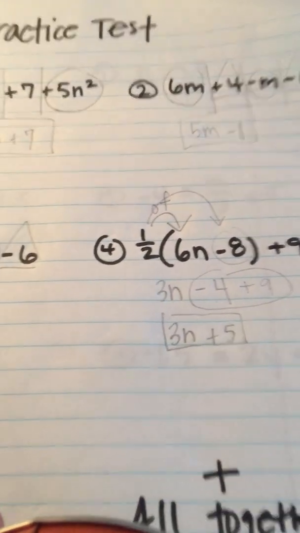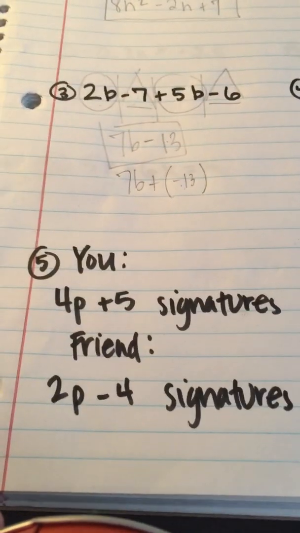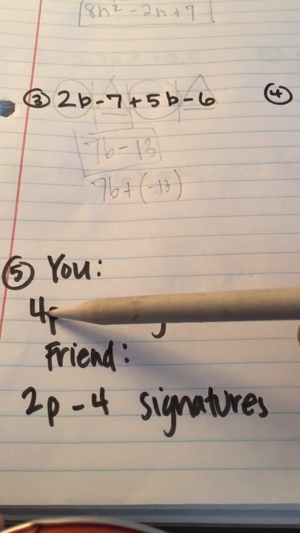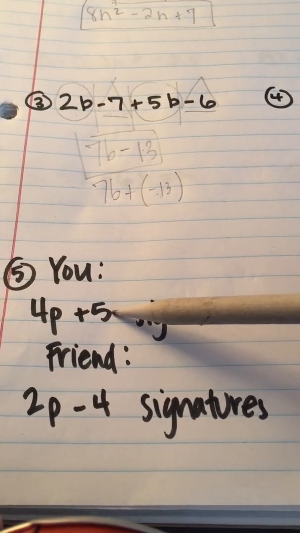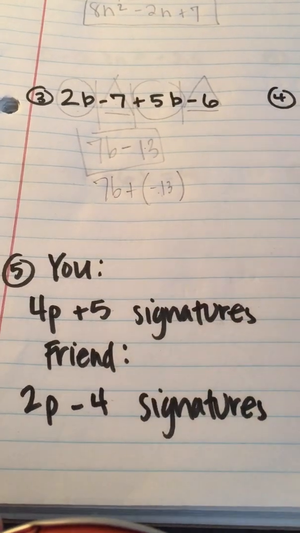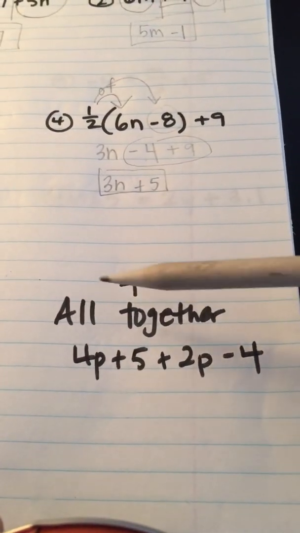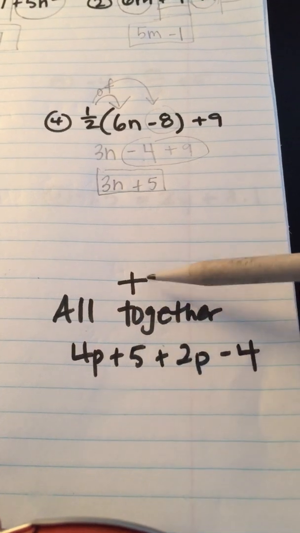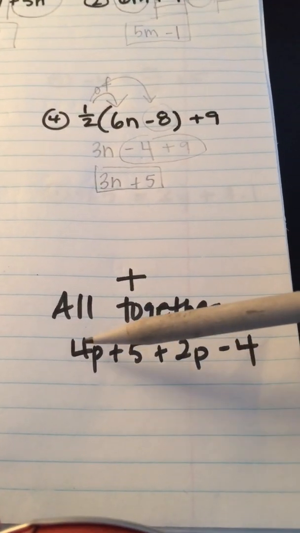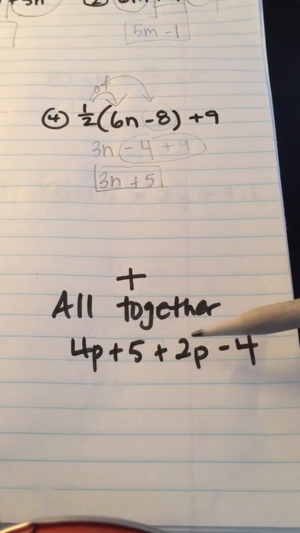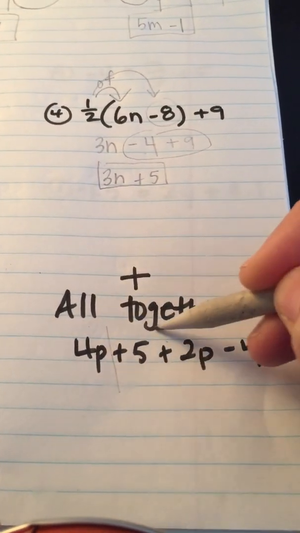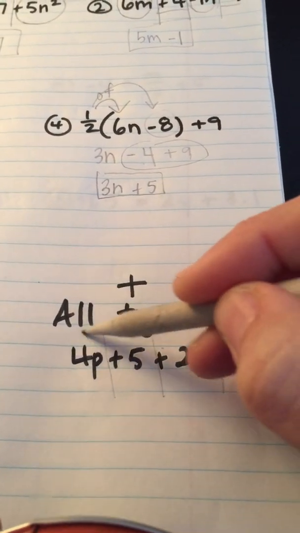All right. So question 5 was a big word problem. I didn't copy the entire thing down, but it talked about collecting celebrity signatures. You collected 4p plus 5 celebrity signatures, and your friend collected 2p minus 4 celebrity signatures. And it wanted to know how many signatures you collected all together. And we know that that is an addition problem. So I have yours and your friends, 4p plus 5 plus 2p minus 4. So again, it's just all about combining like terms.